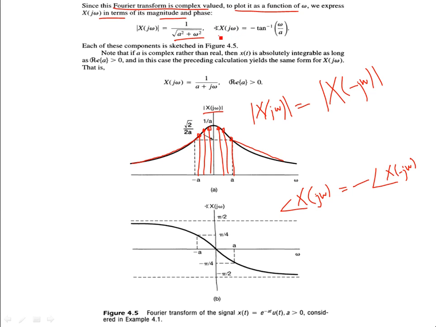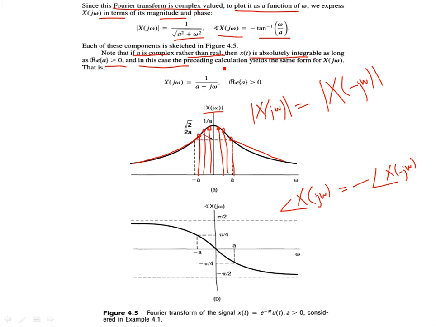Okay, and the phase response is given by minus tangent inverse of omega over a, and you know that the tangent function is an odd function. So the phase response naturally comes out to be odd in omega. Now note that a could be a complex rather than a real quantity. If a was complex rather than real, then x(t) is absolutely integrable as long as the real part of a is greater than 0, which was the case before as well.